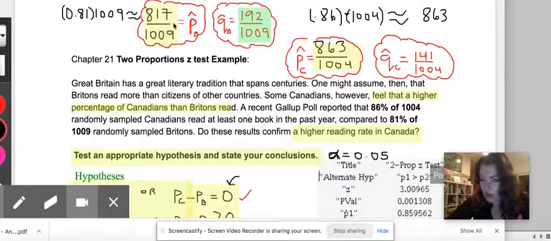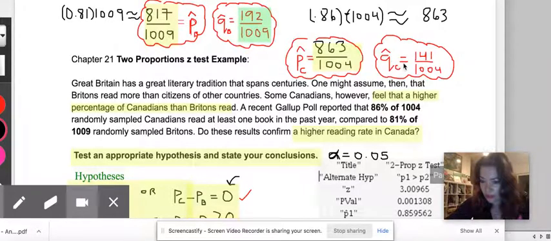That represents our p hat. Therefore, our q hat is 192 over 1,009. That way, when you add them together, we get 1. In other words, if 817 read, that means 192 do not read. And then we do the same thing for the Canadians. We have a sample of 863 out of 1,004. That means 141 out of 1,004 do not read.